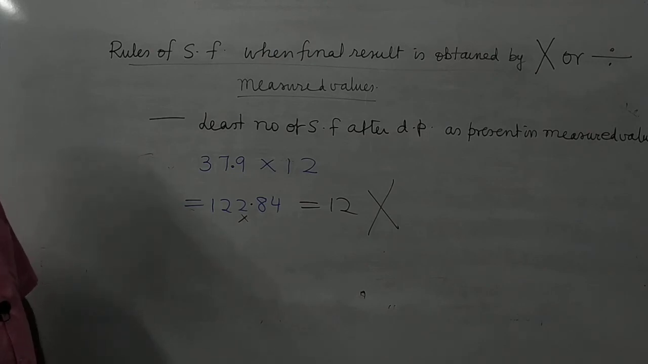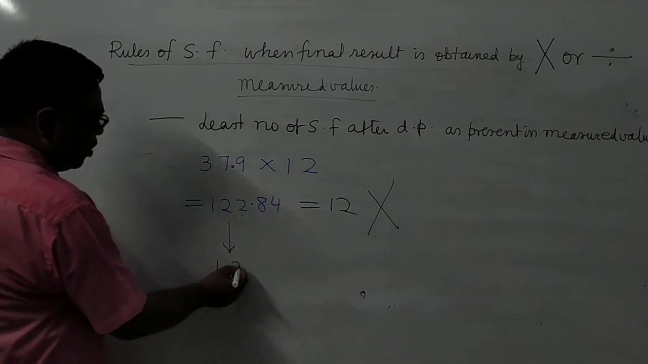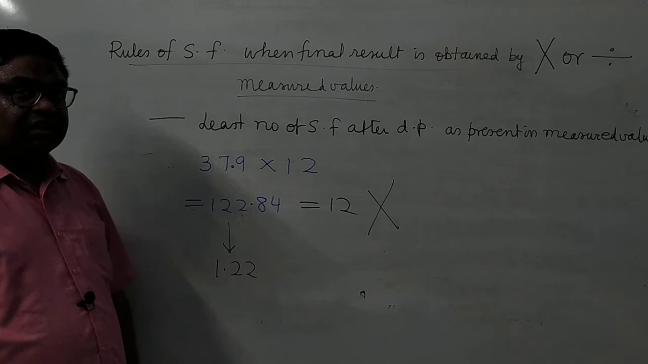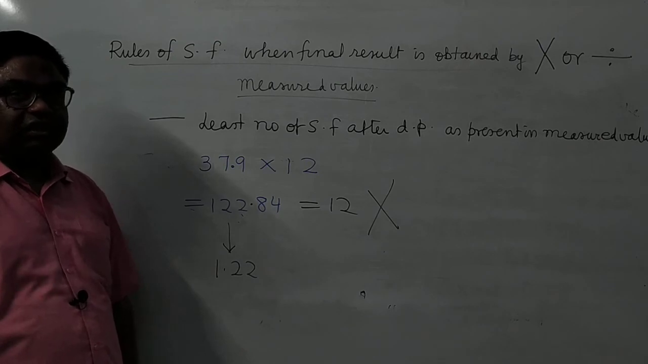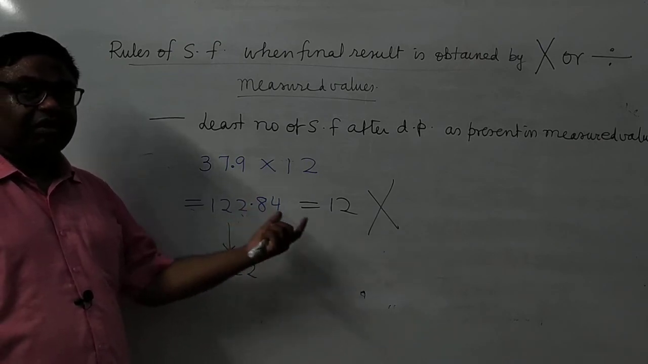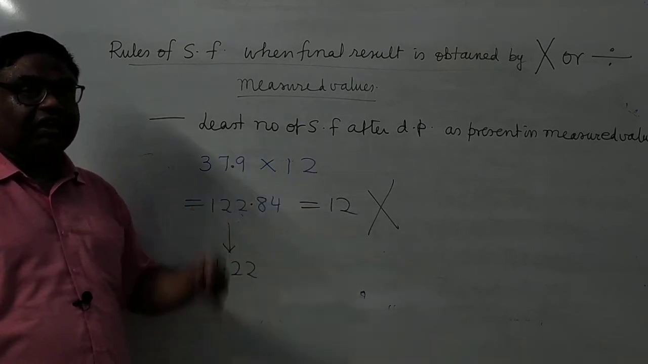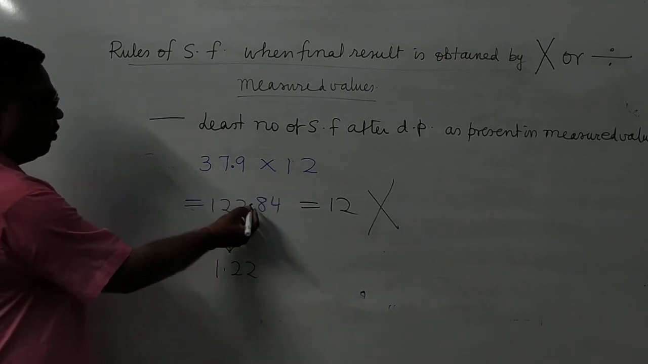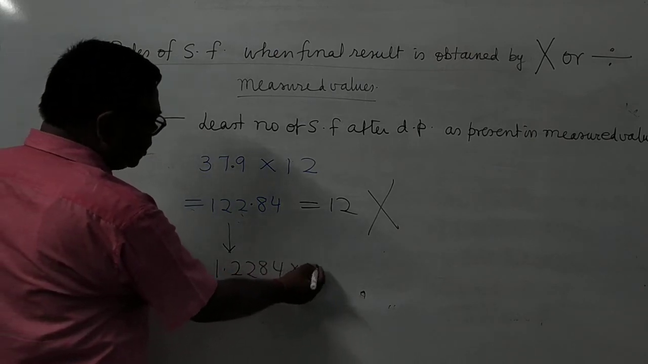What will you do? Since it has come in this way, we will write it in scientific notation, 1.22, because the product cannot be 12. Writing in significant figures does not mean the value of the product changes greatly. It will remain approximately close to it, but it cannot greatly decrease or increase. So we cannot write it this way. First we will write it in scientific notation as 1.2284 multiplied by 10 to the power 2.